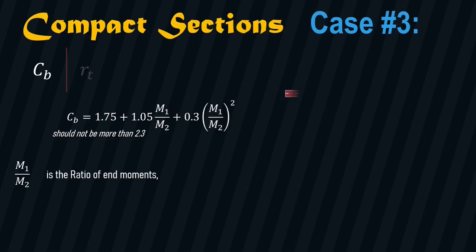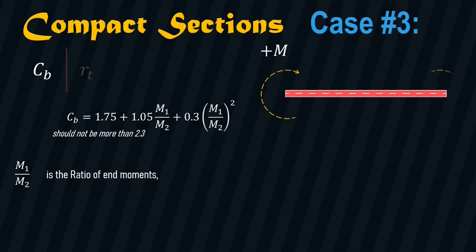Let us consider this beam. Suppose this is subjected to a clockwise moment, a positive moment at its end, and another clockwise moment on the other end. The beam's elastic curve will look like this. We have a double curvature.